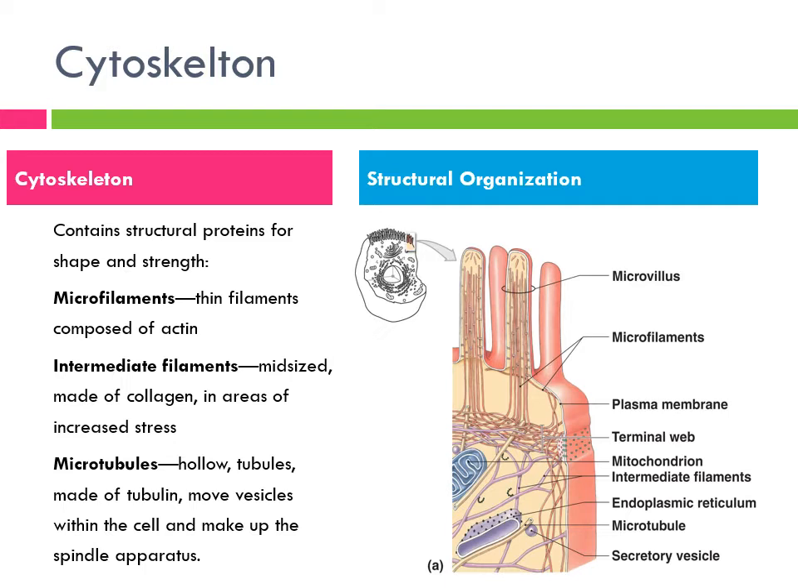Intermediate filaments are mid-sized. They're made of collagen, which is a protein, and we find these in areas of increased stress. So places where the cell is stressed are going to have additional intermediate filaments. And then microtubules are hollow tubules made of a protein called tubulin, and they move vesicles within the cell, and they form the spindle apparatus. And we're going to talk about the spindle apparatus when we talk about cellular division.